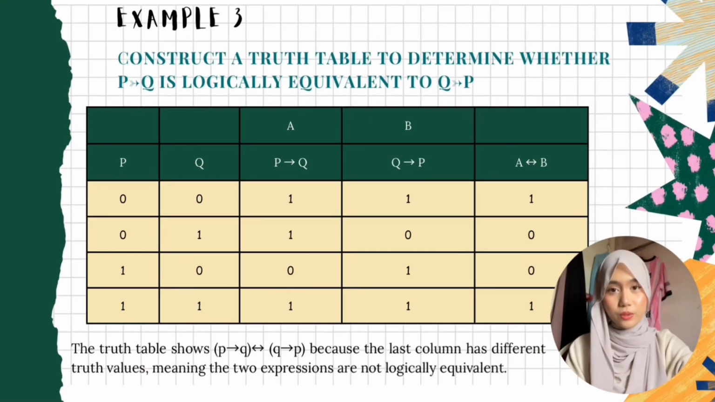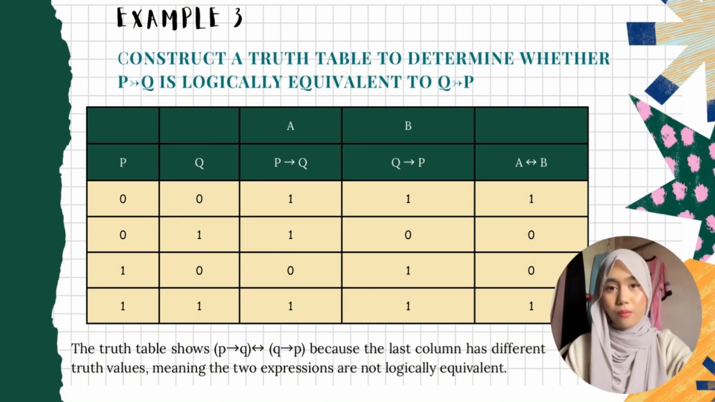Okay, now let's look at the truth table for P equivalent Q and Q equivalent P. We will apply these two logical expressions to determine whether they are logically equivalent. Here, we have all the possible combinations of the truth table for P and Q. Let's walk through each row to determine the truth value.